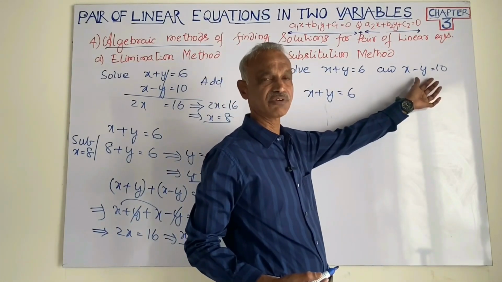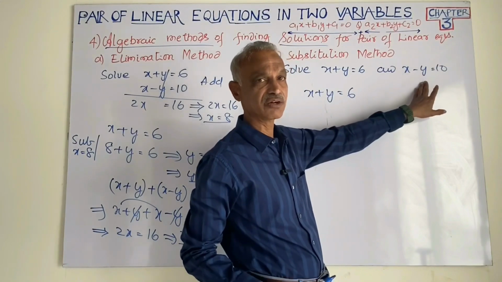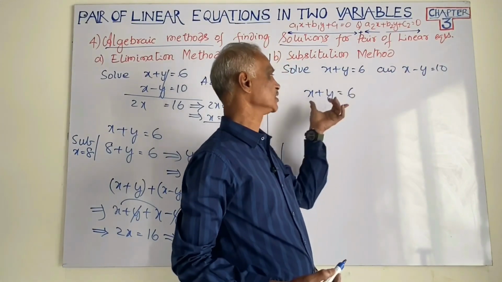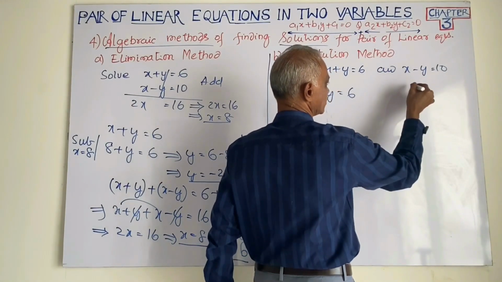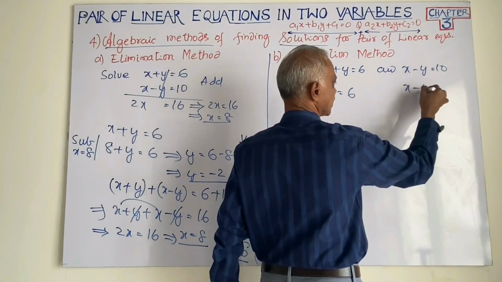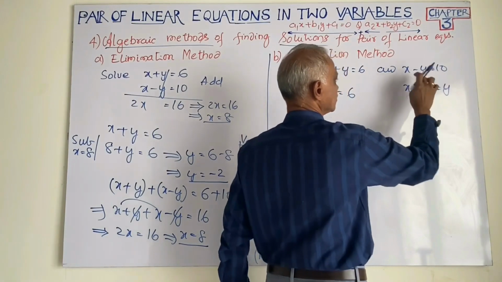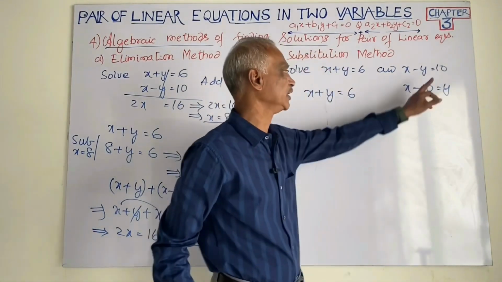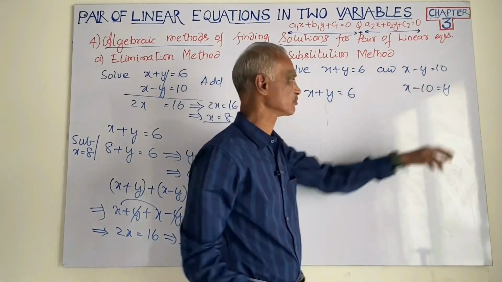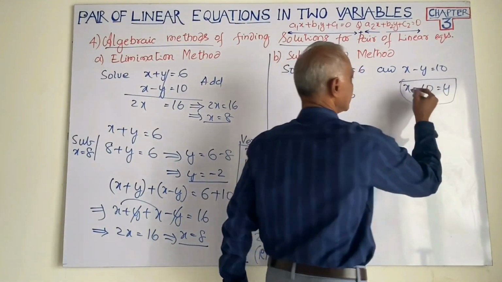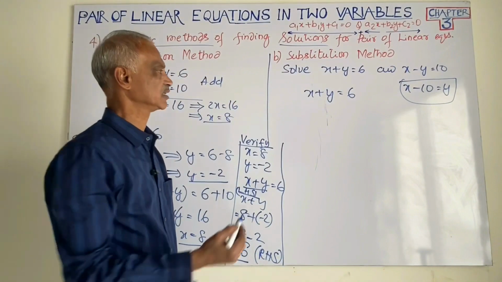Substitution method, you have to substitute the value of y in this equation. See, what is the x minus y is equal to 10? Then x minus 10 is equal to y. See, y goes that side and 10 this side. It becomes minus and it becomes plus. What is the value of y here? Y is equal to x minus 10.